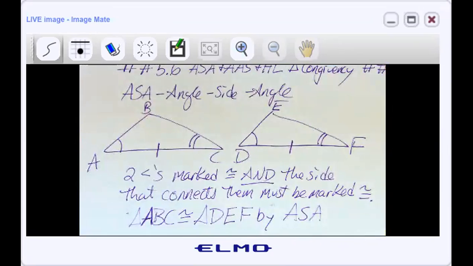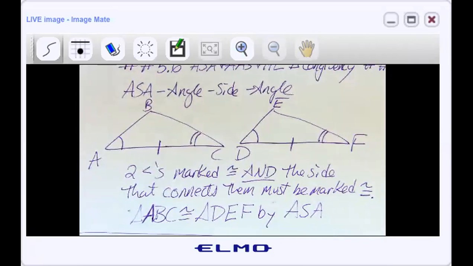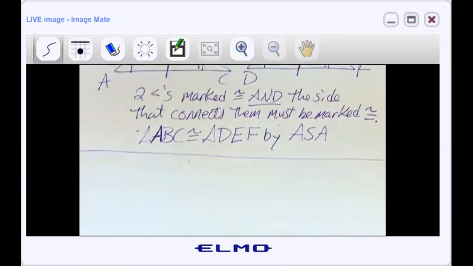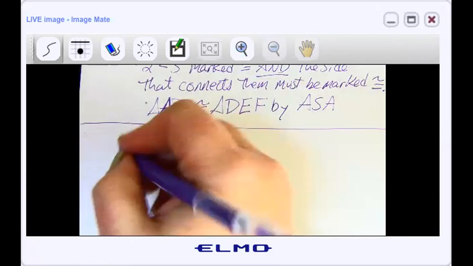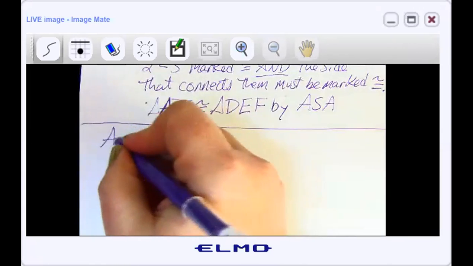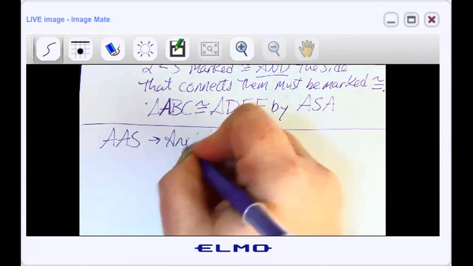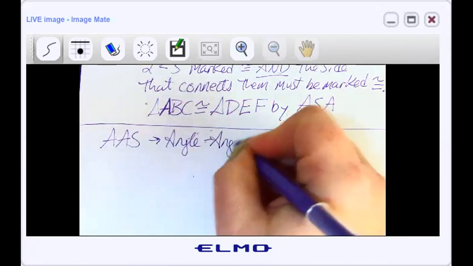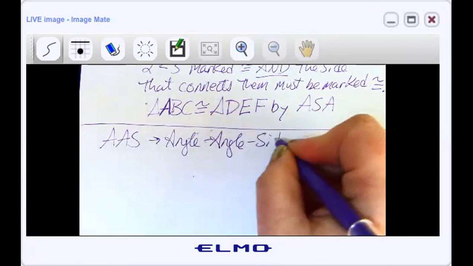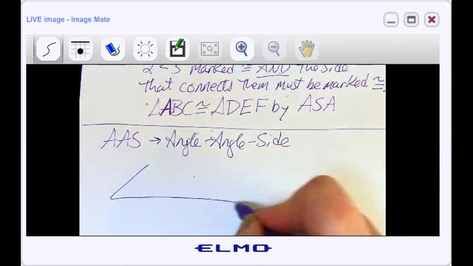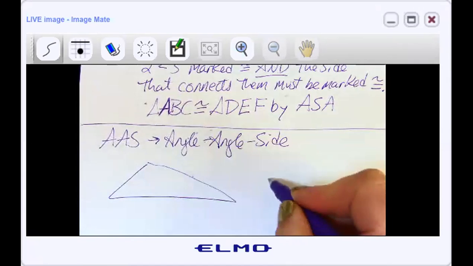What happens if you do have two angles, but it's not the side that connects them? It's one of the other sides. That's when you get angle, angle, side. Okay, so let's check that one out. I'm going to move this down a bit. So angle, angle, side. Let me show you what it looks like. I'm going to draw pretty much the same two triangles that I just drew.